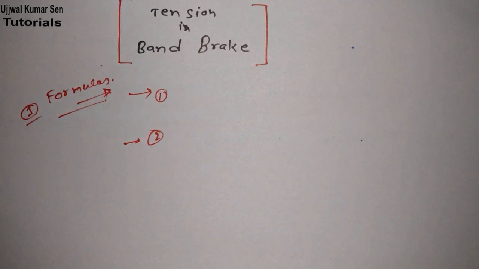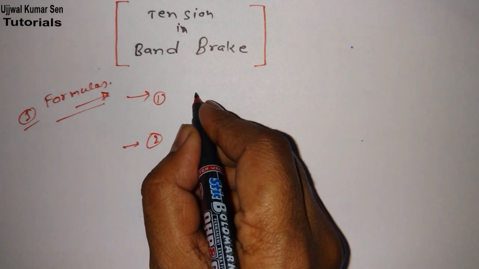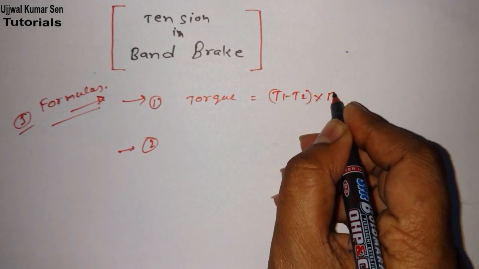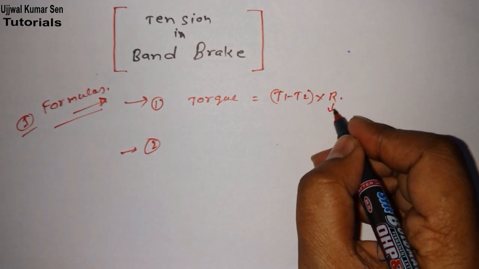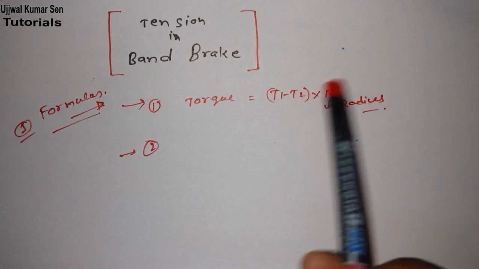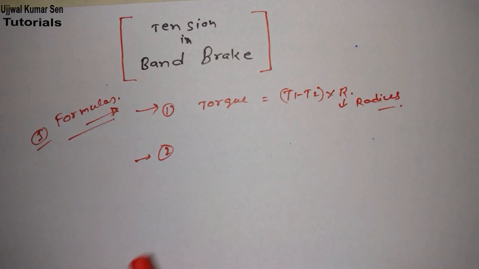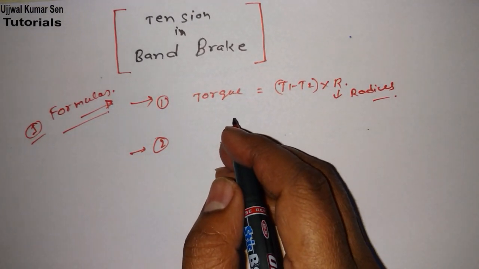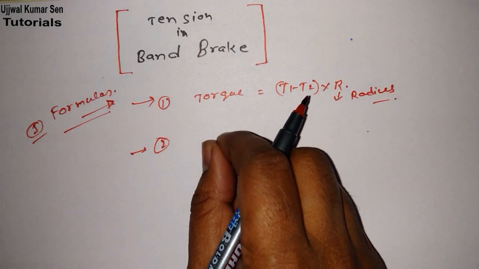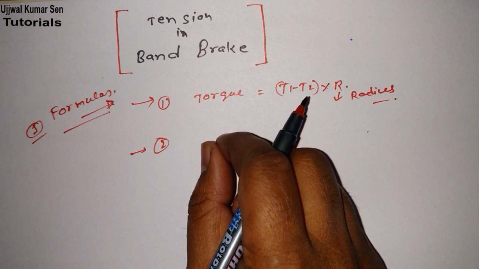What are those formulas? That is the key to get success in numerical problems. So the first formula is torque is equal to (T1 minus T2) into R, where R is the radius. I will definitely share with you what the radius is and how to get it from the numerical problem, because in this video tutorial I am going to share with you the numerical as well as the basic concept of it. That's why you get some good information from the tutorial, right?